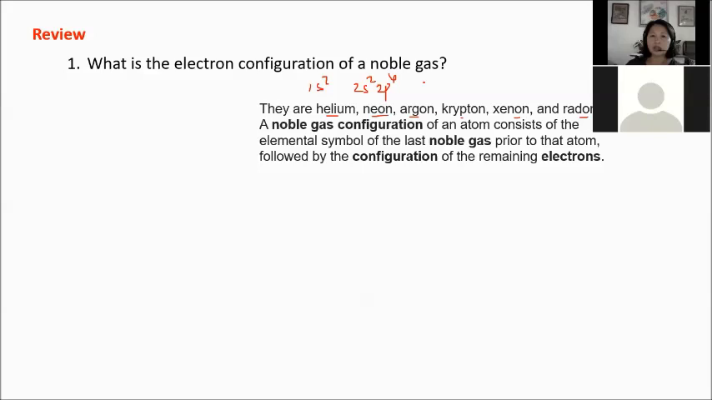Argon is 3s2, 3p6. Krypton is 4s2, 4p6, 5s2, 5p6, 6s2, 6p6. So they are all the same: 8 electrons on the outer shell of the noble gases.